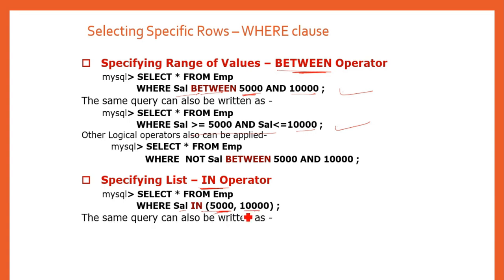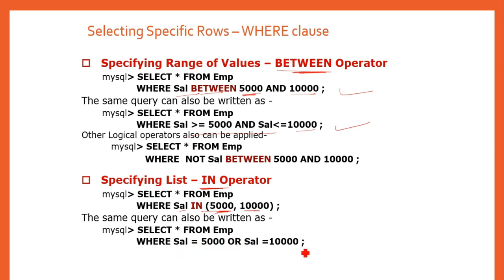Okay, we can also do this in another way. If we have to write it the other way, we will write select asterisk from EMP where sal is equal to 5,000 or sal is equal to 10,000. Either you can write like this, or you can write like this, that is using a list.